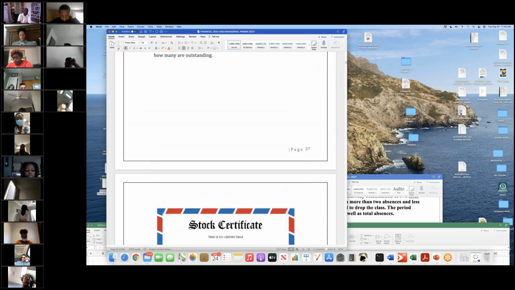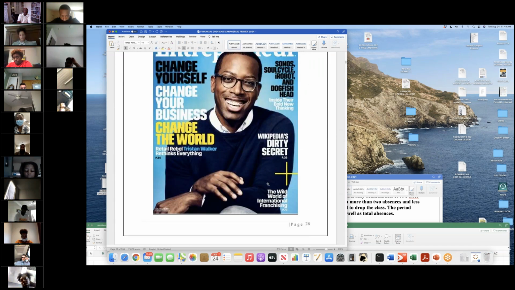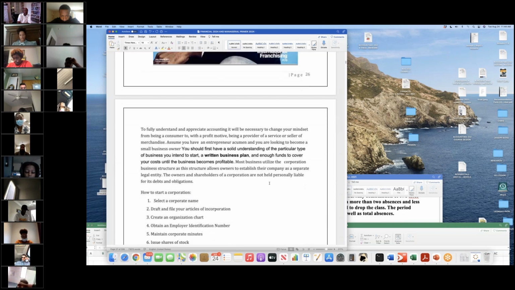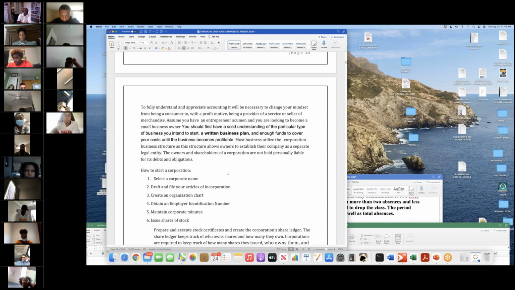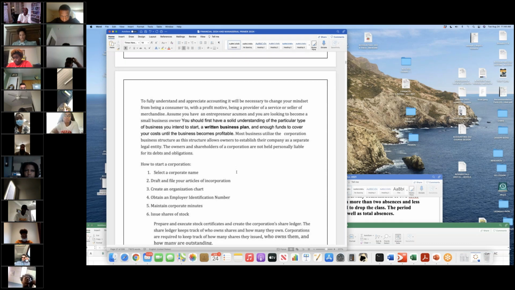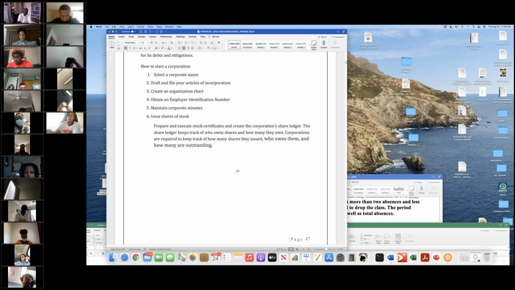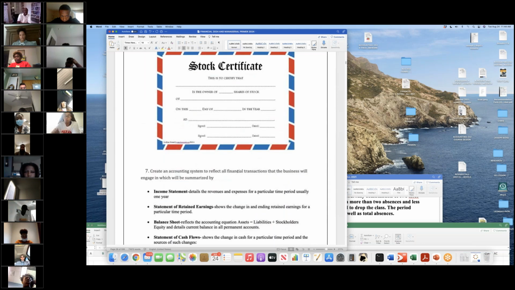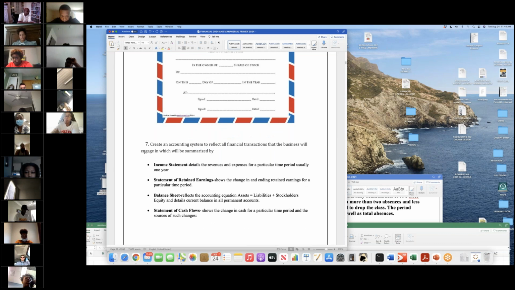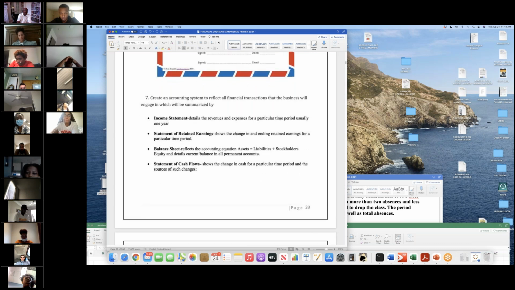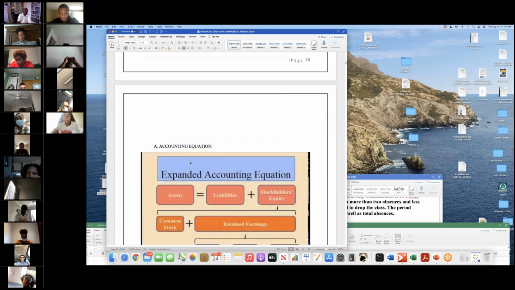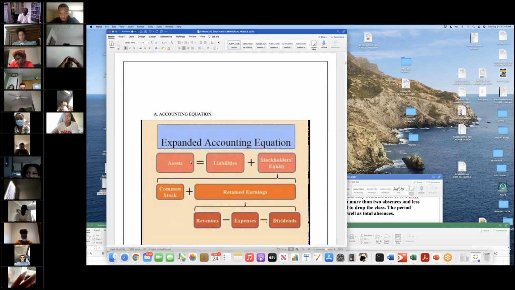So when we're creating our business and we've written our business plan, got a corporate name, created an organizational chart, and issued our stock, then our company has to prepare these 4 financial statements. How do we prepare these 4 financial statements? How do we do that?